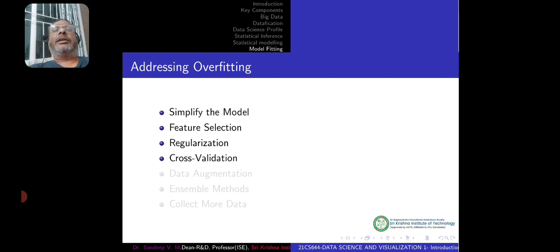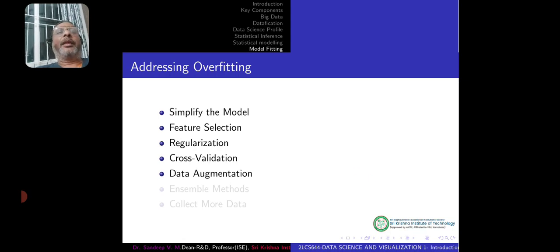You can just use a technique called cross validation. So even with a small amount of training data, it appears that we have a very big amount of training data through this process called cross validation. We can even create data through the process called data augmentation.